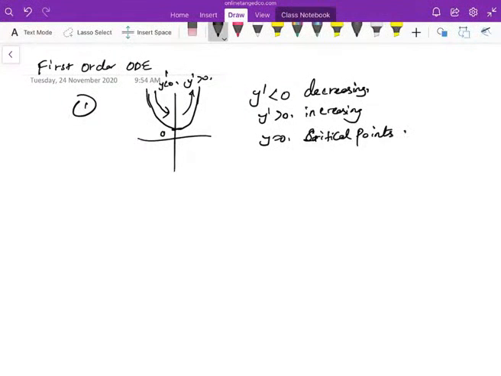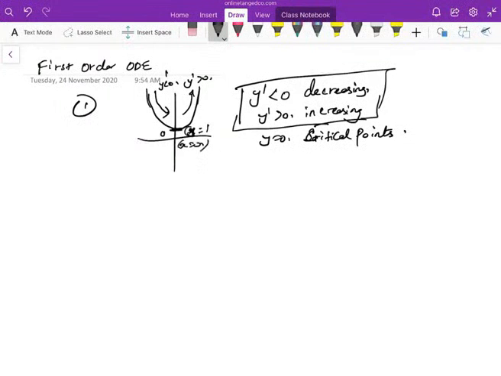If we have an arbitrary function, you can obtain the critical points. Whether it is a minimum or maximum can be obtained from these conditions. You have to take the first derivative. For example, for this equation, we are getting the minimum point at x equal to 0, y equal to 1. That's where the minimum point is happening.